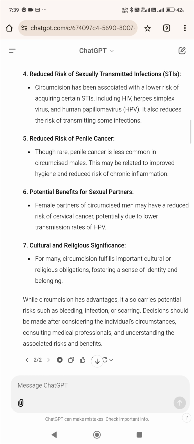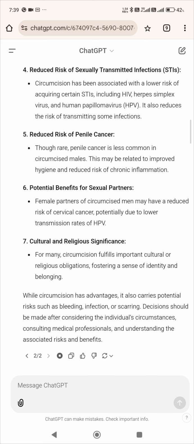4. Reduced risk of sexually transmitted infections, STIs. Circumcision has been associated with a lower risk of acquiring certain STIs, including HIV, herpes simplex virus, and human papillomavirus, HPV. It also reduces the risk of transmitting some infections.